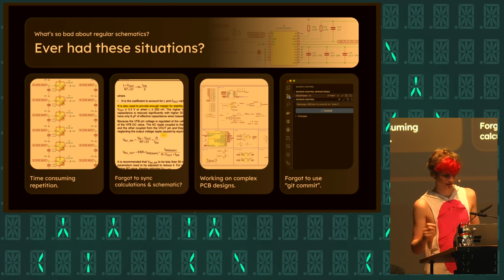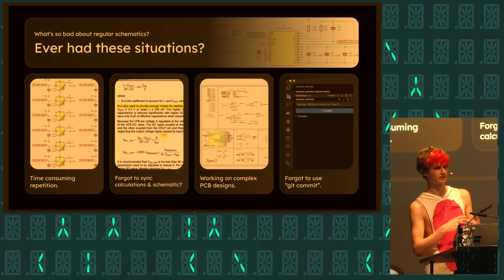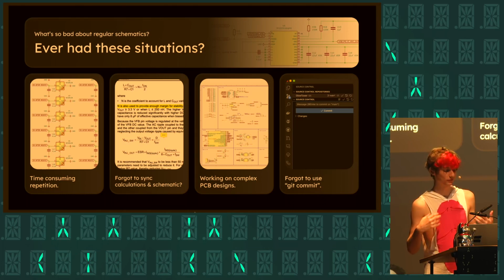Also, Git, for making sure that you can go back to a previous state of your design, isn't really well integrated into KiCad. I keep forgetting to actually commit my changes into Git, and then when I do want to go back to a previous state, it's quite a hassle. And maybe if you have been doing PCB design before, you might have had similar experiences.